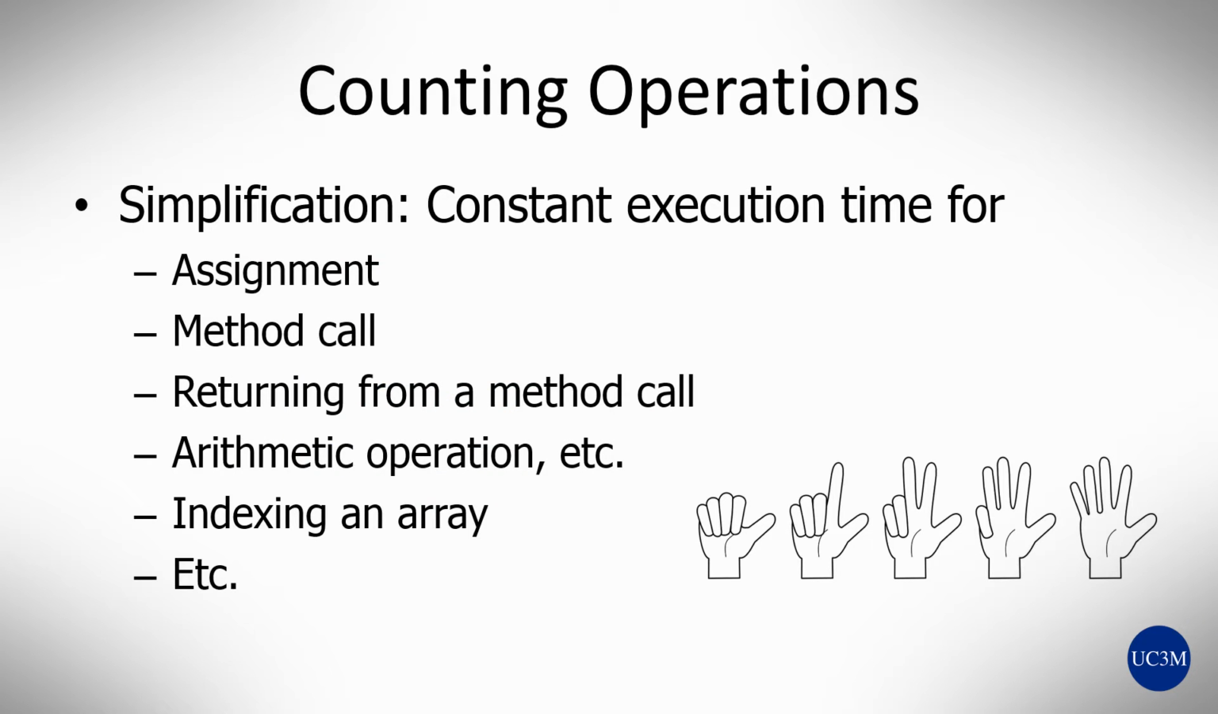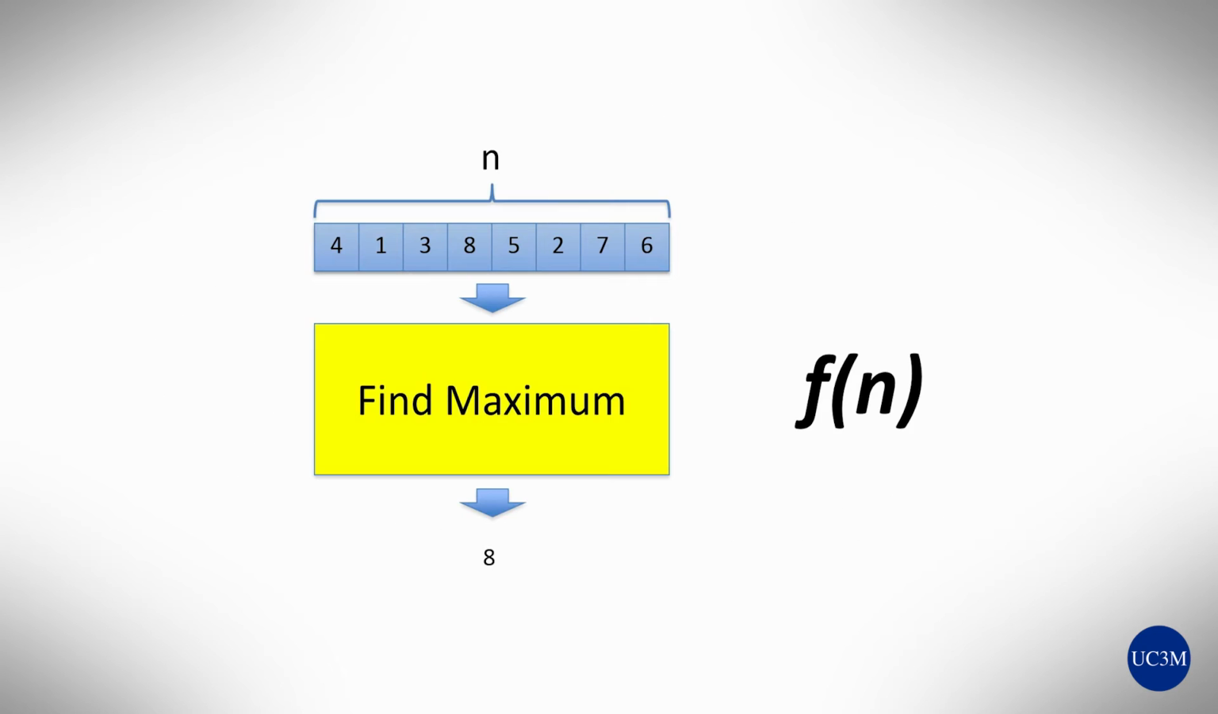Then what we're going to do is to count how many operations we execute. We know that in reality not all operations take the same time. But we make a simplification here, and we will assume that all operations take the same time. These operations, in a very comprehensive understanding, include such things as assignment, the call of a method, or returning from a method, any kind of arithmetic operation, indexing of an array, etc. Let's see a very simple example in order to understand better what we're talking about.